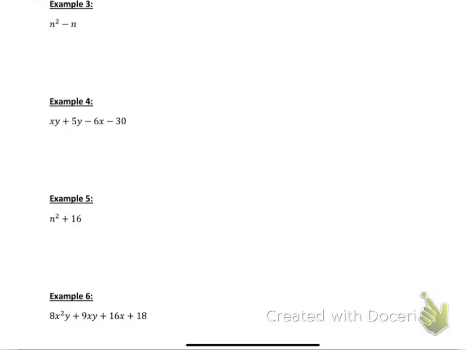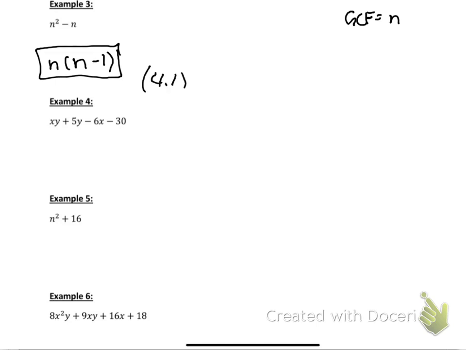Example 3. Again, the very first thing we look for is our GCF. In this case, what is our GCF? Well, our GCF is n. So I can factor an n out of this, and I end up with n times the quantity n minus 1. And that's all I can do, so we're done. This is really a problem from 4.1, if you want to keep track of that. Let's look at example 4.